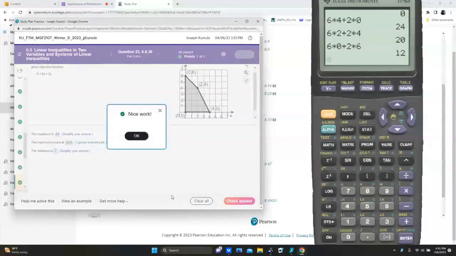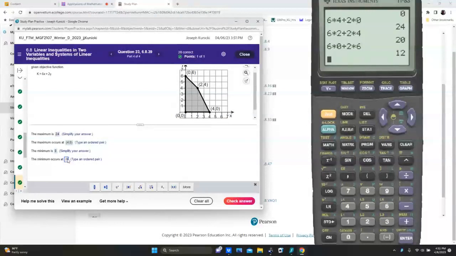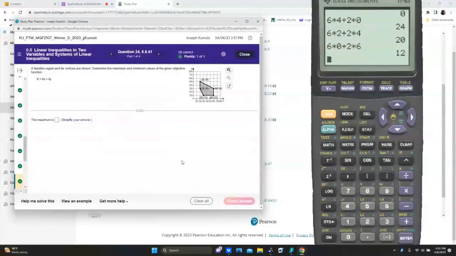The origin won't always be included in your feasible region, but for this one it is. So the origin is where the minimum occurs, for whatever it's worth. All right, so that was number 39.